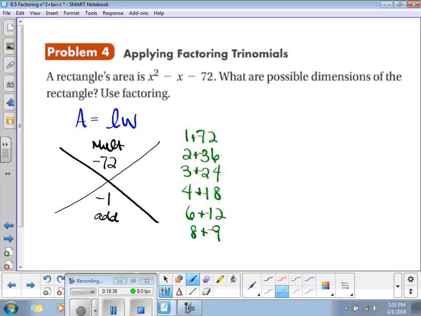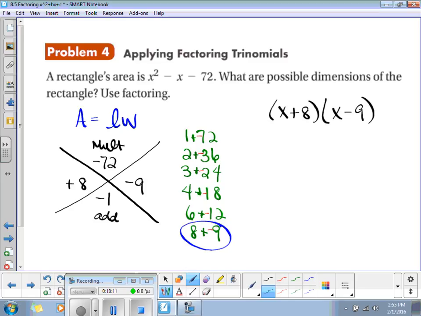So which one is going to give us a negative 1 when we add, Bryce? Very good. 8 plus negative 9. And that is what's going to go into our little x diagram. So we've got a plus 8 and a minus 9. And now we can write our binomials. So this is going to be x plus 8 times x minus 9.